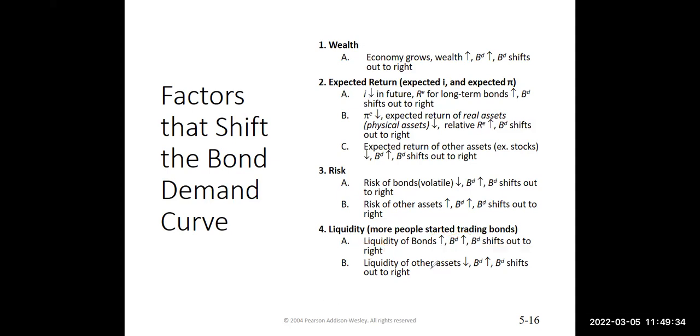The last factor, the liquidity on other assets decreases. अगर दूसरे assets पे liquidity decrease करेगी, तो भी बॉन्ड की डिमांड बढ़ेगी क्योंकि रिलेटिवली वो रिस्क कम है और दूसरे assets की लिक्विडिटी कम है, bonds की ज्यादा है. ठीक, तो bonds का demand will shift to the right. Sir, very good.